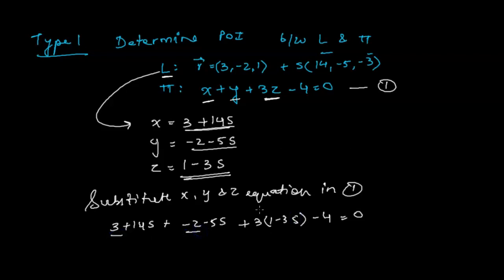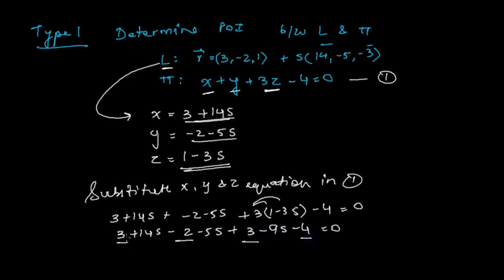For that we would just expand this first, and we would have 3 + 14s - 2 - 5s + 3 - 9s - 4 = 0. When we collect the like terms, we get 3 - 2 is 1, plus 3 is 4, minus 4 gives us 0. 14s - 5s gives us 9s, minus 9s gives us 0s, which is equal to 0. When we solve for s, we get s equal to 0.